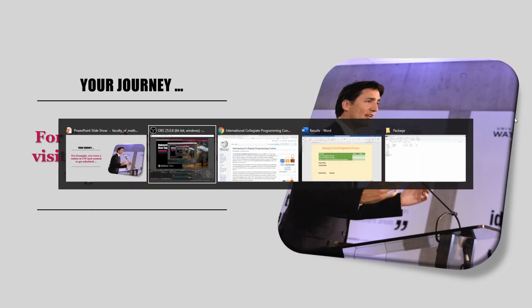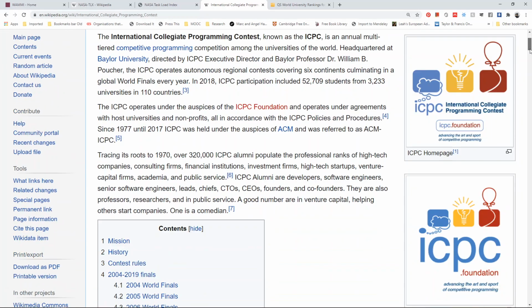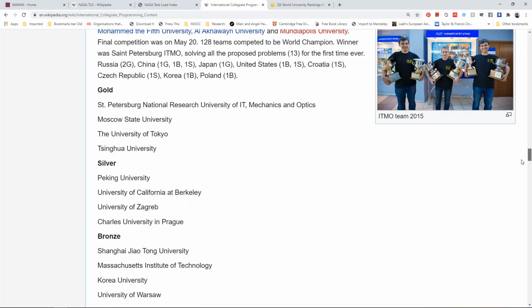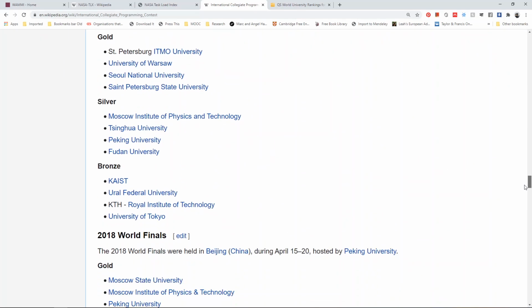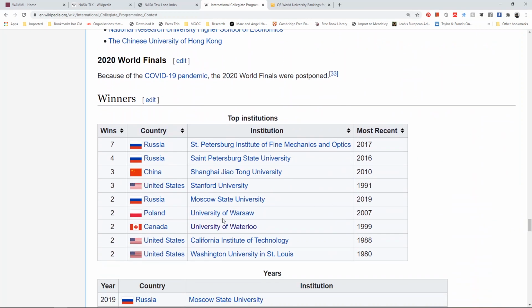Back when I was an ACM programming contestant, I saw that the University of Waterloo was doing very well at that time. In fact, if I look at the results, yes, they became the only Canadian university to get the title of world champions two times.